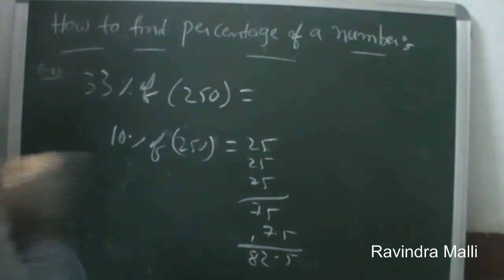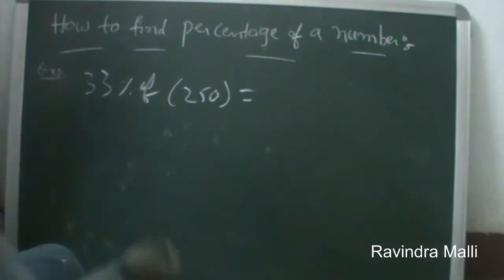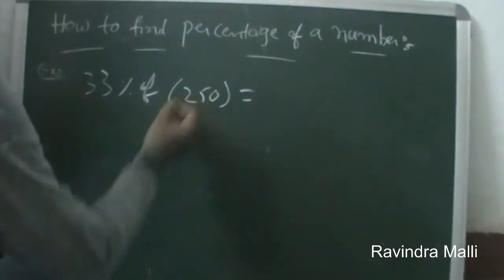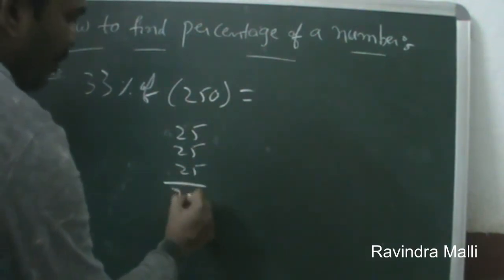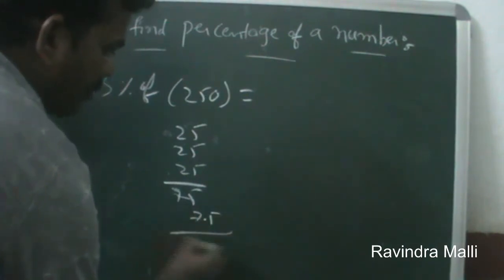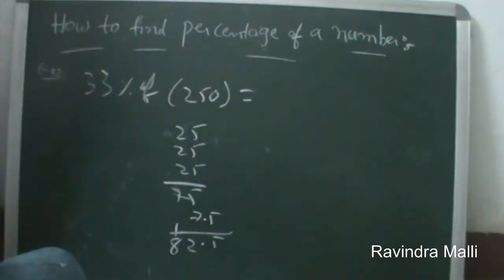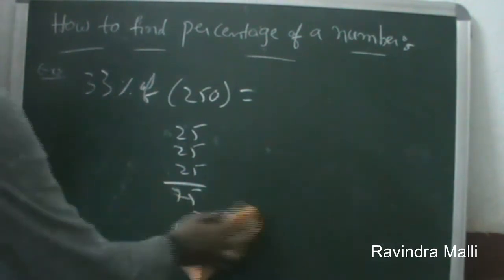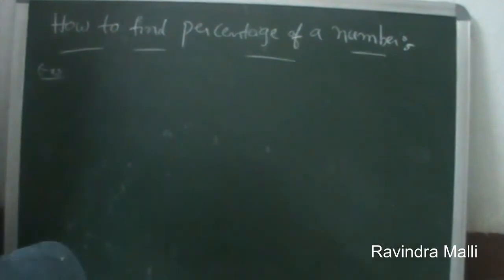So to solve 33% of 250, first take 10%, again 10%, again 10%, then 3%, that is 7.5, giving 82.5. It takes less than 10 seconds to solve it. Okay, take one more example.